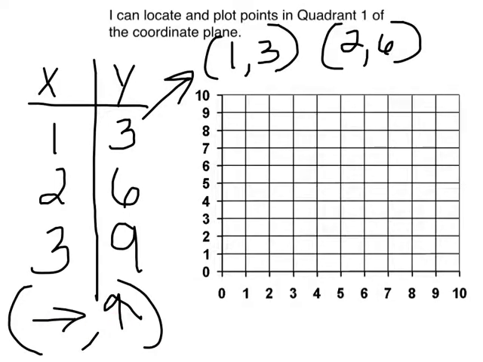So over 1, up 3. Plot a point. Over 2, up 6. Plot a point, connect. Over 3, up 9. Plot a point and connect. And that line could keep on going and going, but this is what it created, and we could look at that pattern. So plotting points is pretty straightforward for most students.